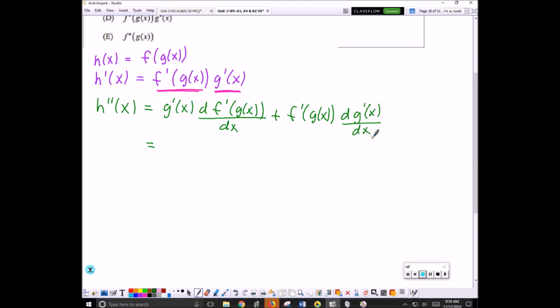Points for Brennan. What's the next line? Go, Elijah. G prime of x, f double prime of g of x, g prime of x. That was a nice recovery. Two for Elijah. Someone else? Go, Cameron. Plus f prime of g of x, and then g double prime of x. Two for Cambry.